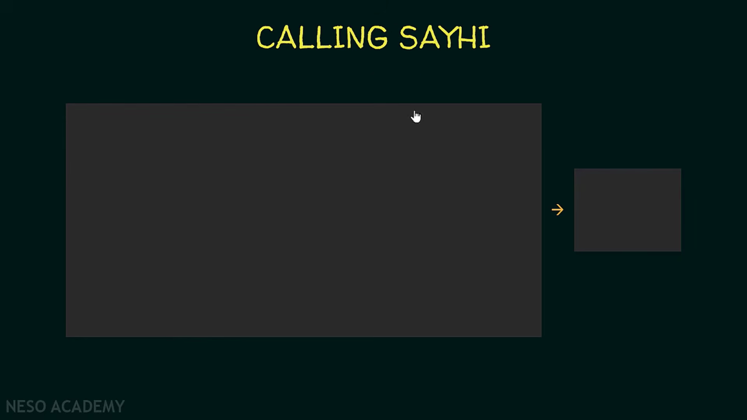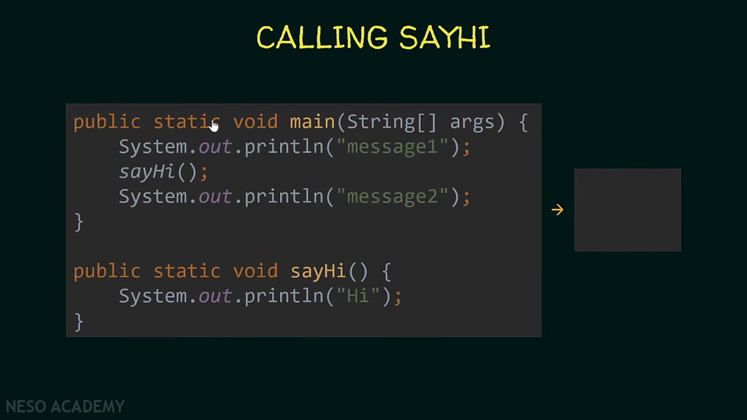So let's see how we can call the SAYHI method. Have a look at this code over here. As you know, the starting point of execution is the main method. So inside the main method, I'm printing message1. So first of all, we will see message1 printed. And after that, we are calling the SAYHI method. So the main method will stop executing at this point and will execute the SAYHI method. So we are going to execute the body of this method. So we are going to print the string hi.